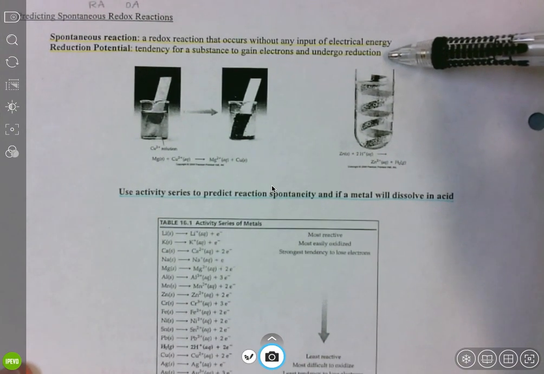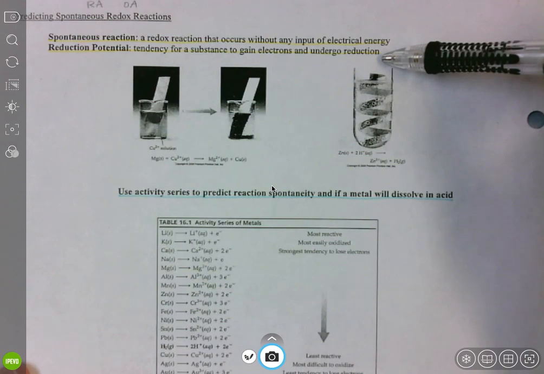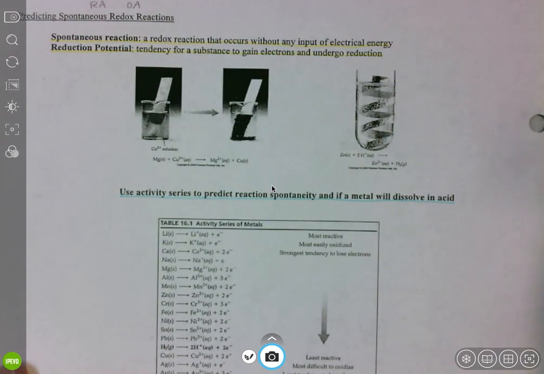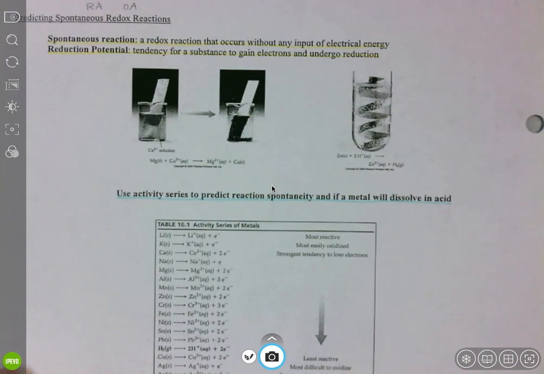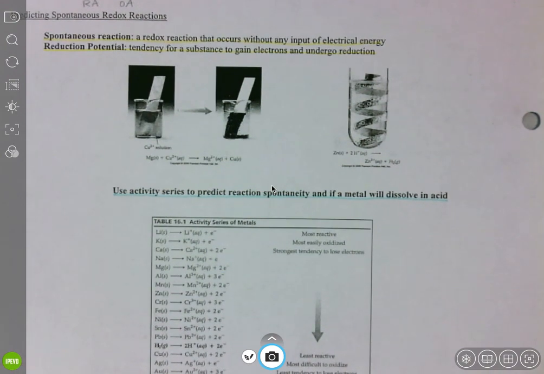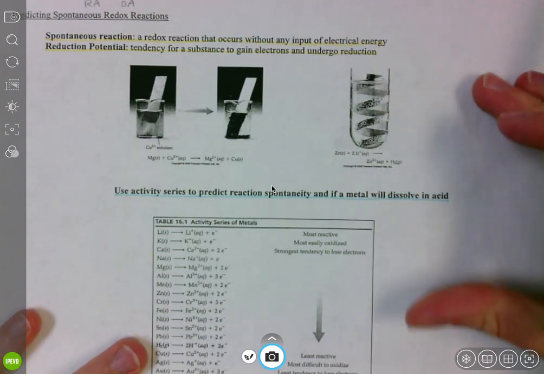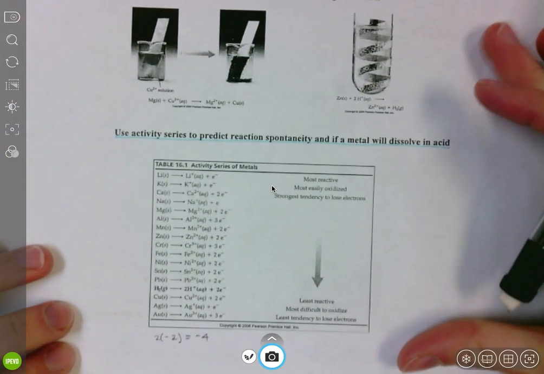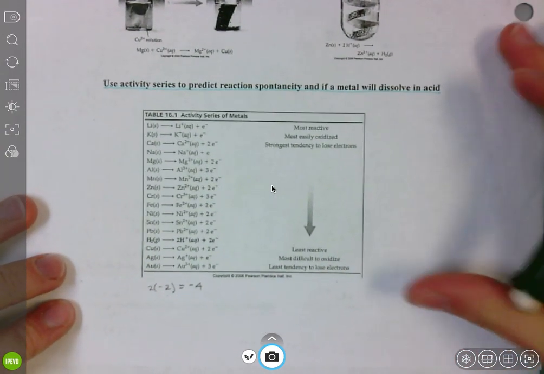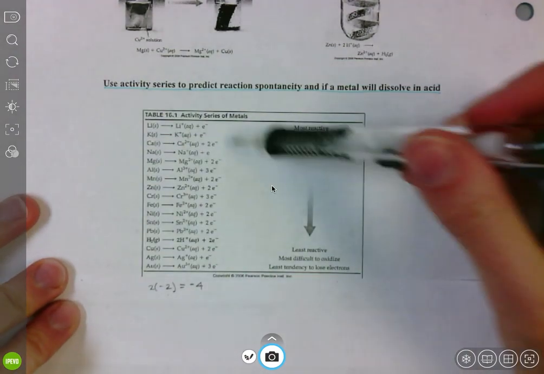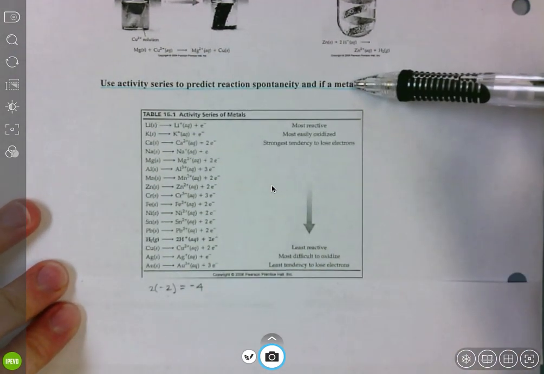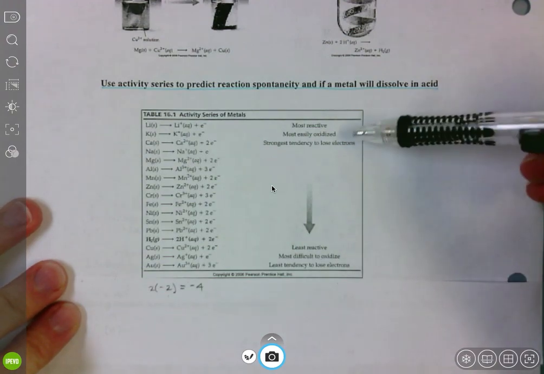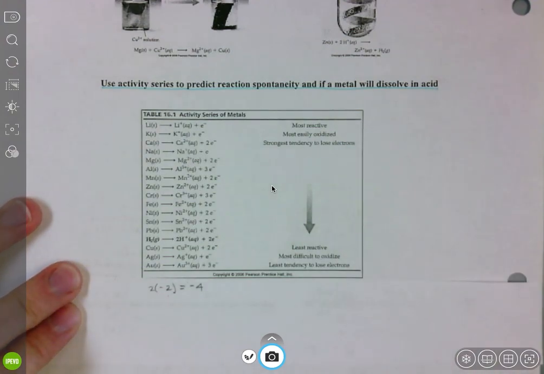Reduction potentials are the tendency for substances to gain electrons and undergo reduction. Typically we're going to measure these in electron volts, but we're not necessarily going to cover that in this chapter. But if you went on to higher chemistry, you would be talking about reduction potentials as well. Okay, so we're going to be looking at the activity series of metals in order to predict if a reaction is spontaneous or not. So let's look at this table 16.1.